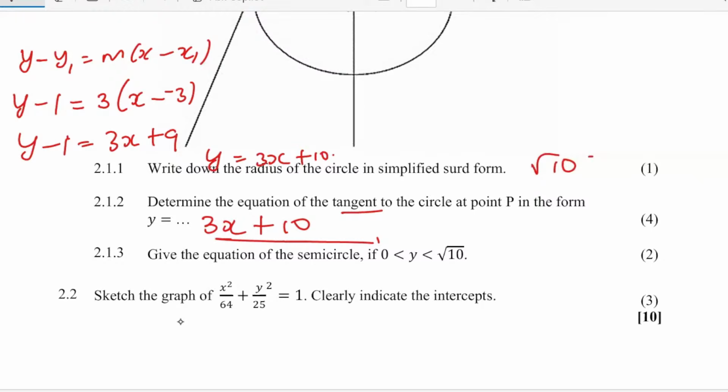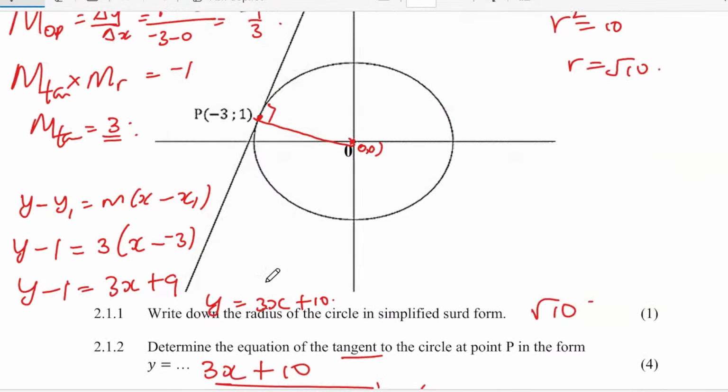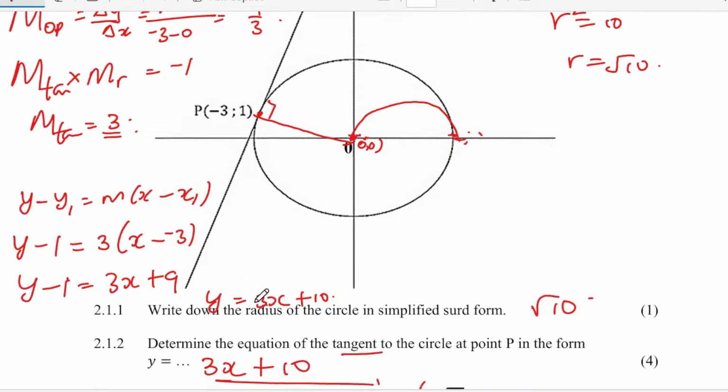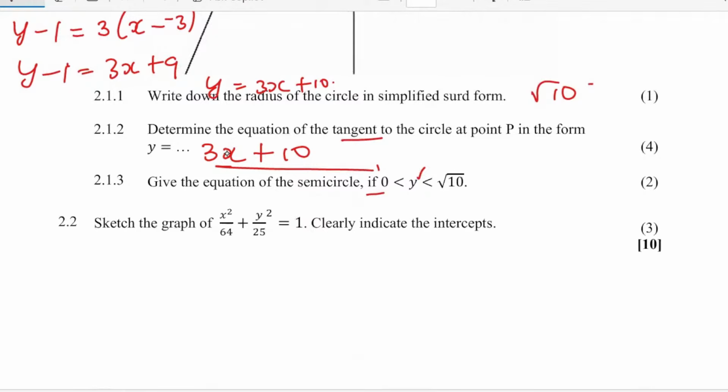2.1.3, give the equation of the semicircle. Okay. If the y is between 0 and √10, positive. So in other words, if it's just in between here, is a semicircle that is drawn somewhere there. Okay, so all we have to do is just get that equation, and then what will it become? It should be y is equal to the square root of 10 minus x squared.